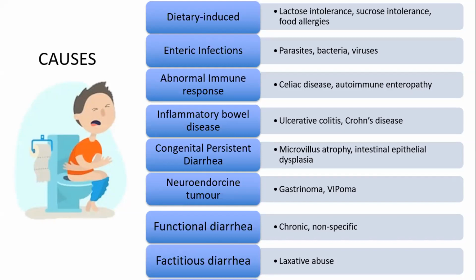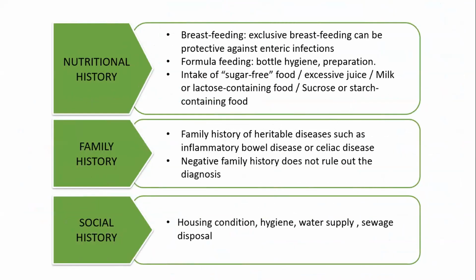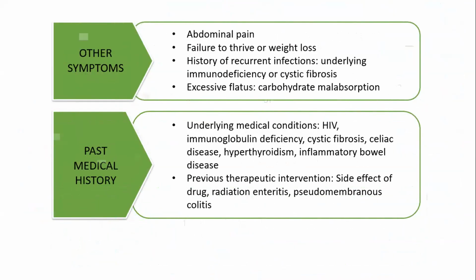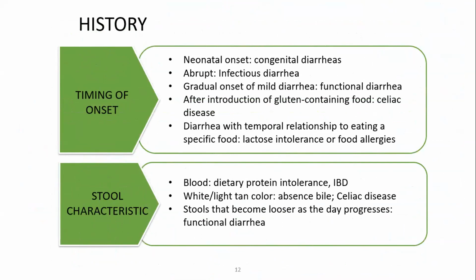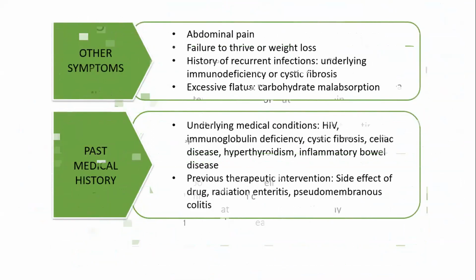Okay, and then on history, the most important thing is to find the red flags, to ask about red flag symptoms. Similar to adults, you ask about the red flags. Any adult presenting with lower GI problems, even upper GI like dyspepsia, you have to ask about the red flags. What are the red flags? Okay, anyone? What are red flag symptoms in chronic diarrhea?